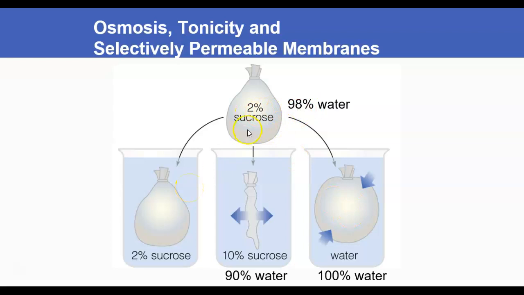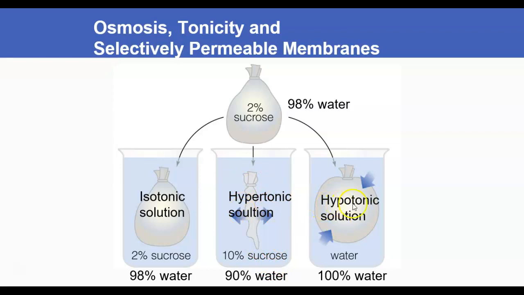The only other option is, what happens if you put a 2% sucrose solution into a 2% sucrose solution? Same amount of water, that water is going to be coming in and out at the same rate. So no net movement. No net movement means it's an isotonic solution as compared to the cell. A hypertonic solution compared to the cell is when water is leaving, when there's a higher concentration of solutes outside. A hypotonic solution will be the reverse.